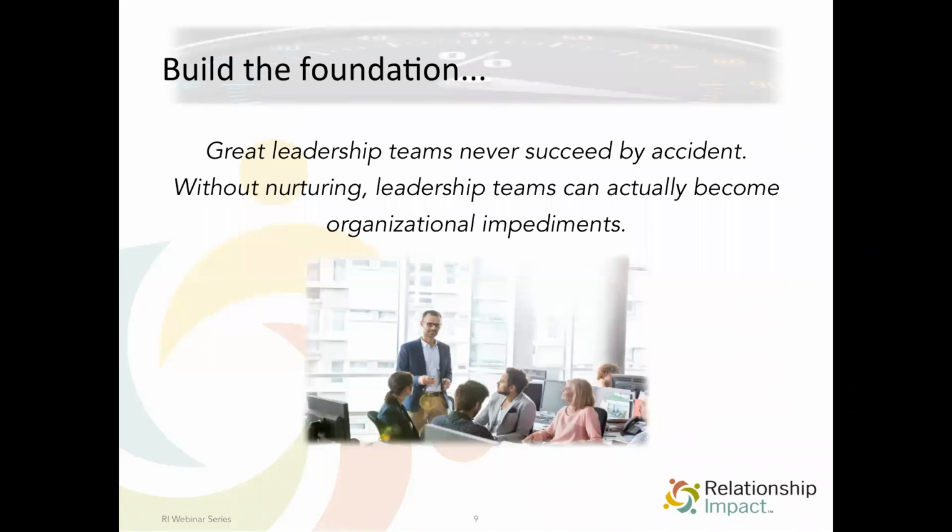So, and this is a quote from my partner, great leadership teams never succeed by accident. Without nurturing, leadership teams can actually become organizational impediments. And it's amazing, sad but amazing, that we see this quite a bit, that great organizations with great people and good products and good customer relationships, for example, can be impeded by a leadership team that is working at cross purposes, for example. And unfortunately, we see it time and time again.